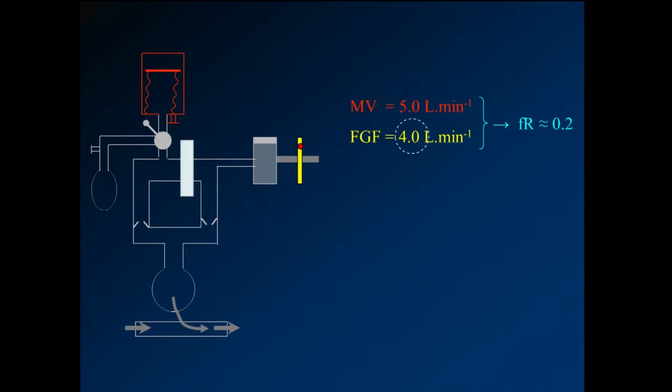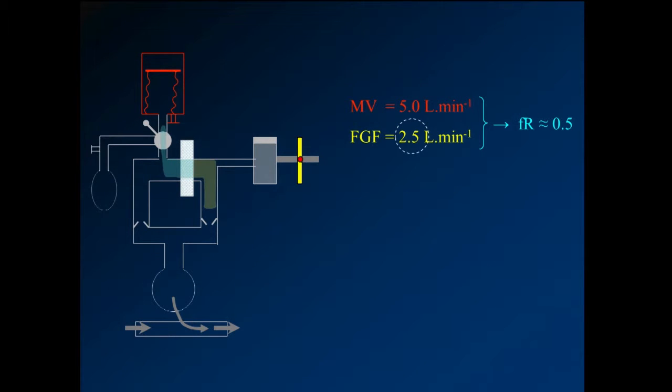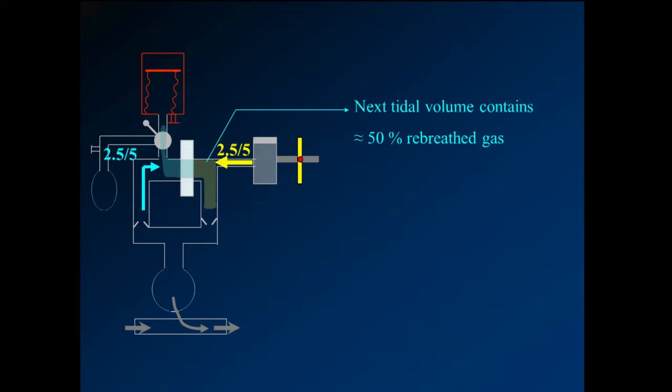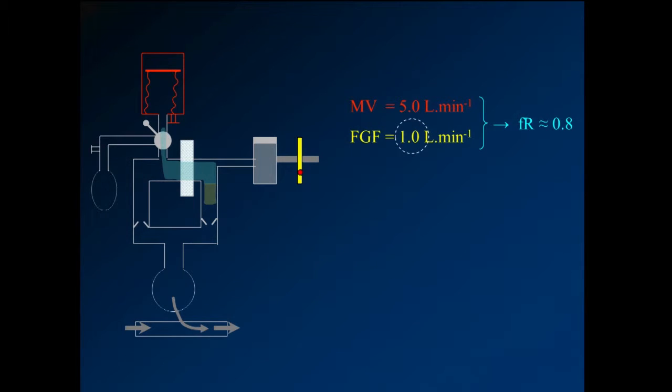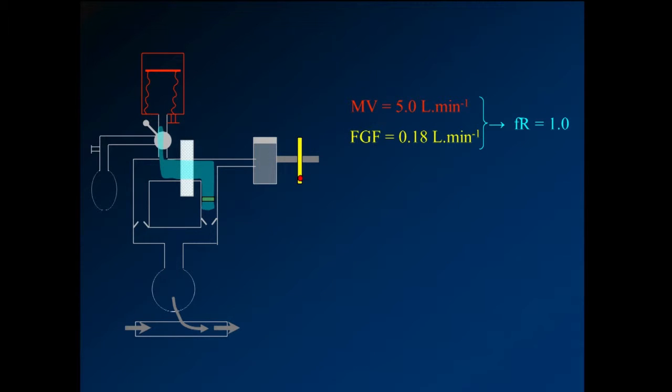If I lower my fresh gas flow to 4 liters per minute, the rebreathing fraction will be approximately 0.2. That is, the next tidal volume contains about 20% of rebreathed gas. If we lower it to 2.5, it's going to be 50%. So the next tidal volume contains about 50% of the rebreathed gas. If you go down to 1 liter, it's going to be 0.8 or 80% of rebreathed gas. And actually, if I'm going down to 0.18, it's going to be 1.